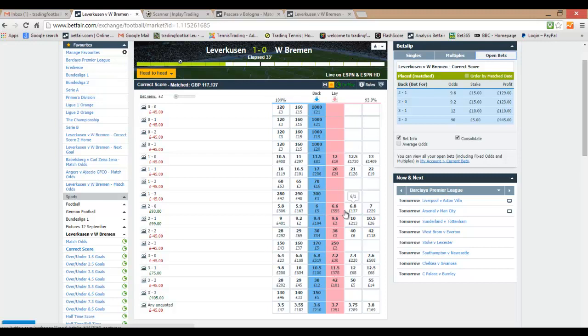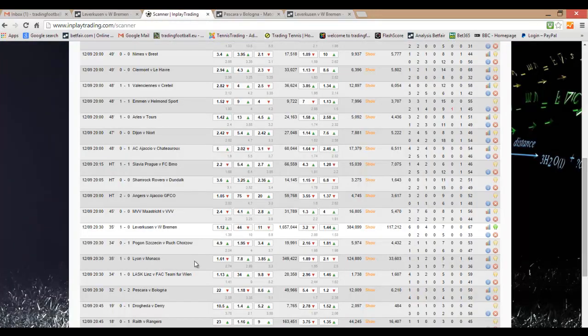Now back to Leverkusen, 33 minutes gone. The goals aren't really coming here. Okay, I've got this £93 cover on 2-0, that's okay.